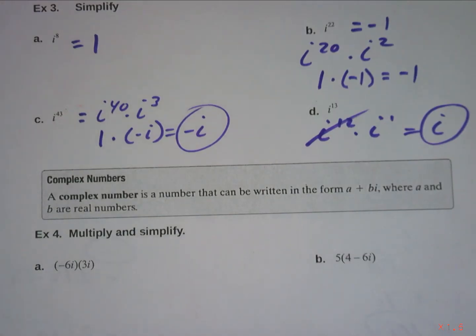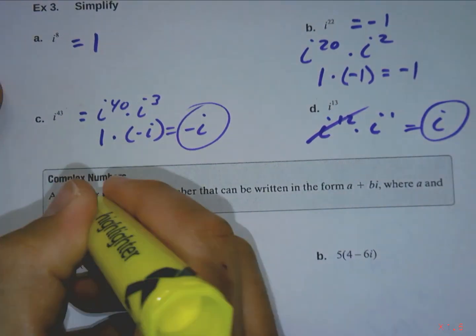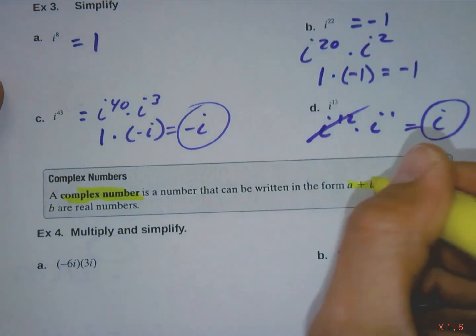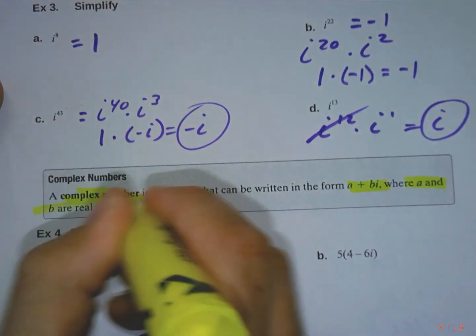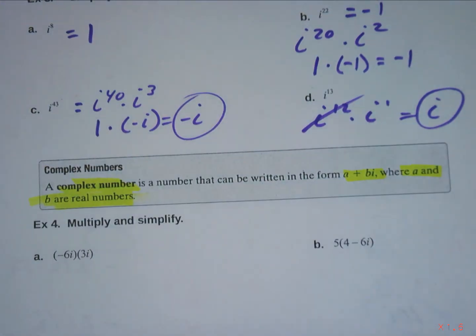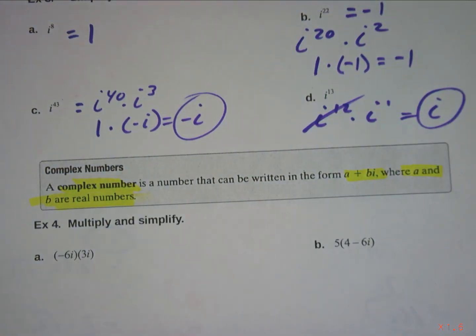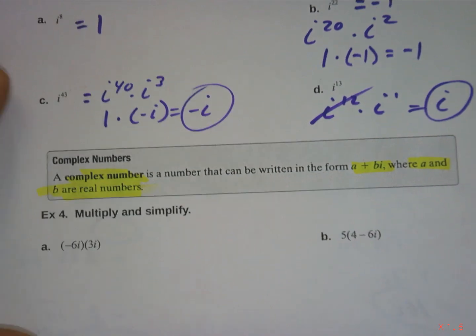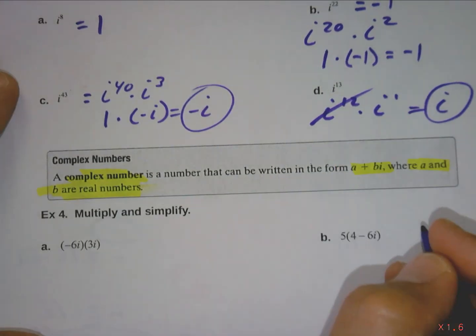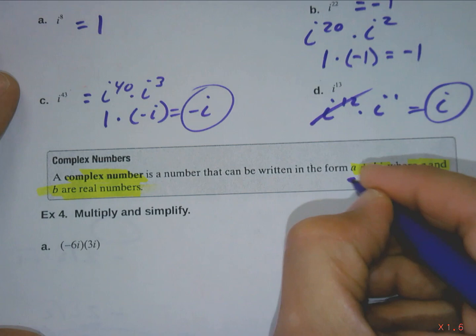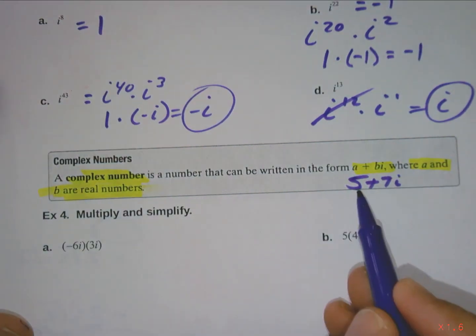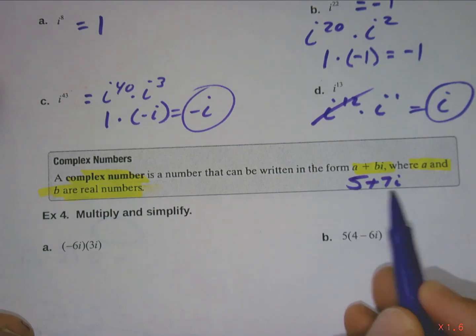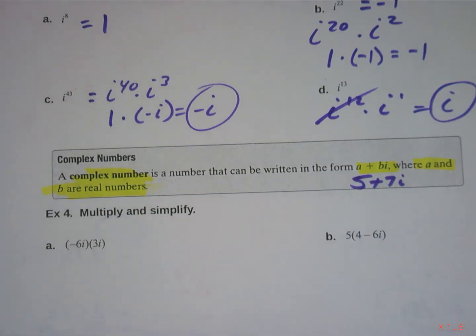Complex numbers. Complex numbers, guys, is basically a number that can be written in this form, a plus bi, where a and b are real numbers. Okay, so we're going to be going through addition, subtraction, multiplication, division with complex numbers. A complex number would be like 5 plus 7i. There's what we call a real part. The 5 is the real part, and then the 7i is the imaginary part.